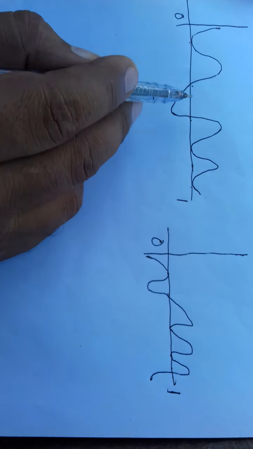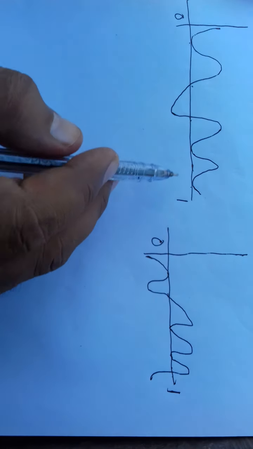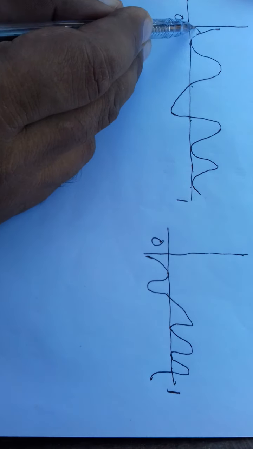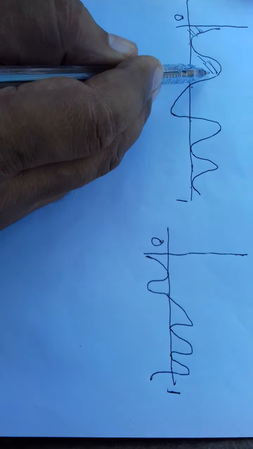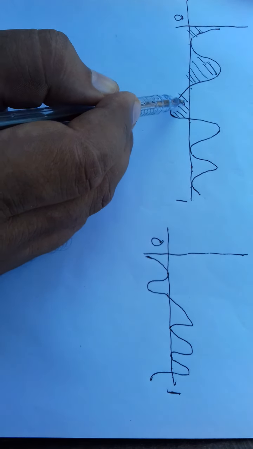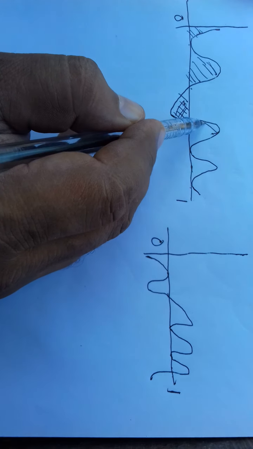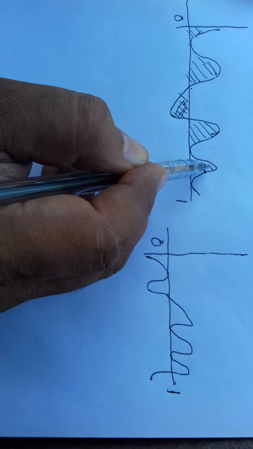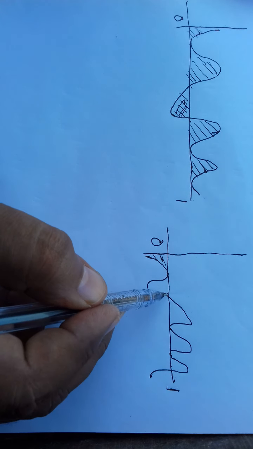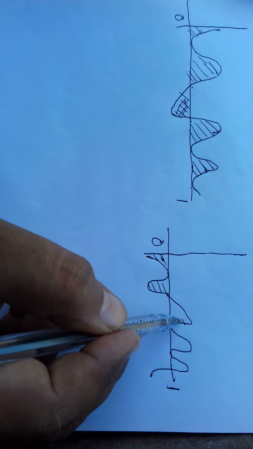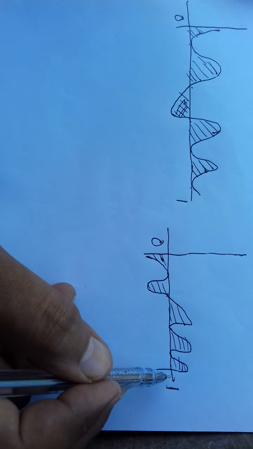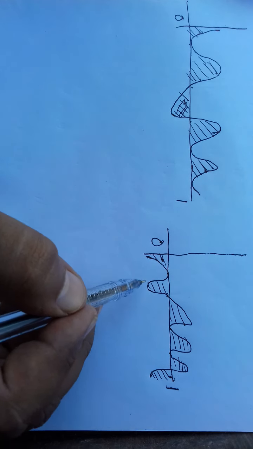You saw that there are three parts in this graph, and also three parts in this graph as well. One part is this part, which is above the x-axis. This part is below the x-axis, and again this part is above the x-axis. In the same way, in the other graph this part is below the x-axis, this is above the x-axis, and this is below the x-axis.